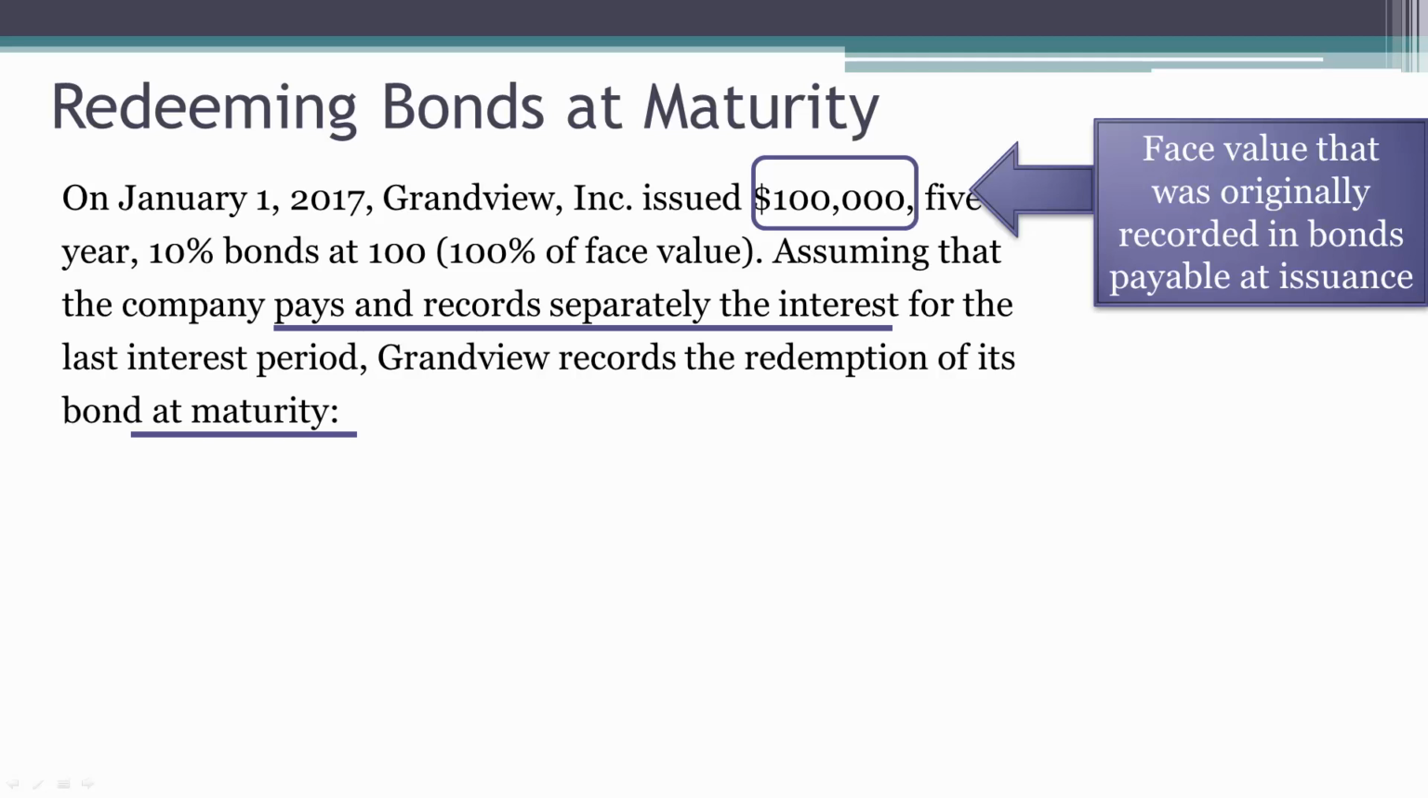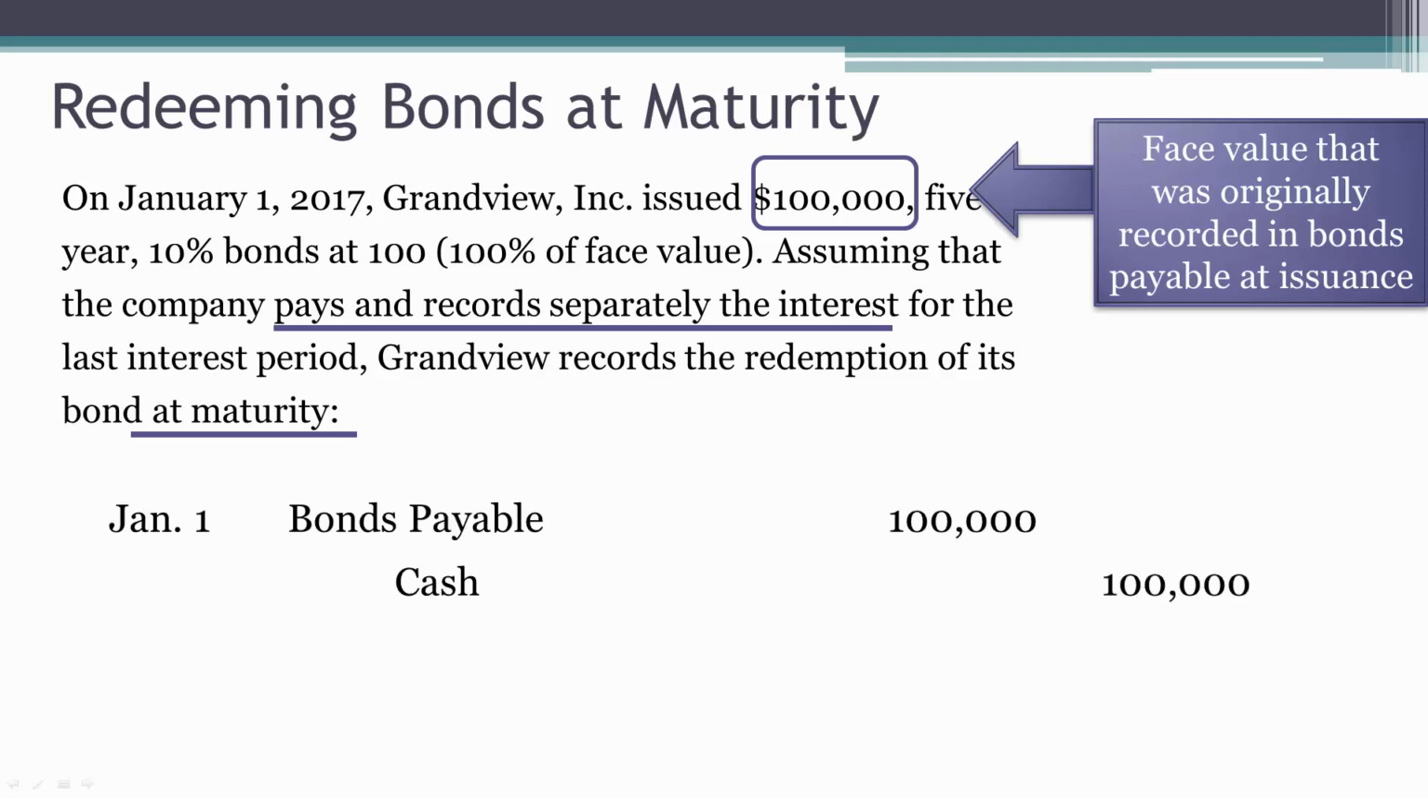That's just our hint that we do not need to worry about interest in this journal entry. And then again, we're redeeming it at maturity, so that tells us that if there was a premium or discount, it would have been fully matured at this point. So then our journal entry to record the redemption at maturity is just a debit to bonds payable and a credit to cash for the face value of the bond.